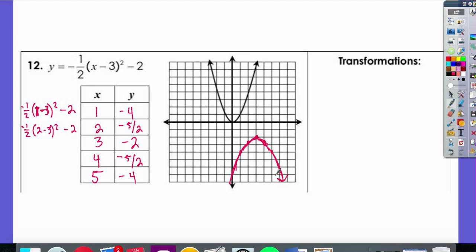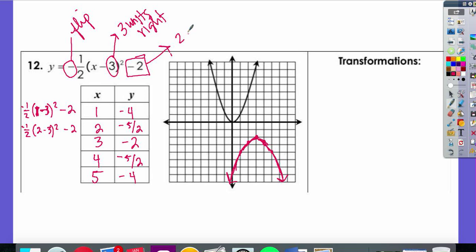And comparing this one to the original, we do know that it flipped because the negative is going to make it flip. There's a reflection. We know that this 3 is telling us that since it's just a regular 3, that it went 3 units right, because that minus comes from the form. And this -2 tells us that it went 2 units down. The thing we didn't necessarily know yet is this 1/2 out front.